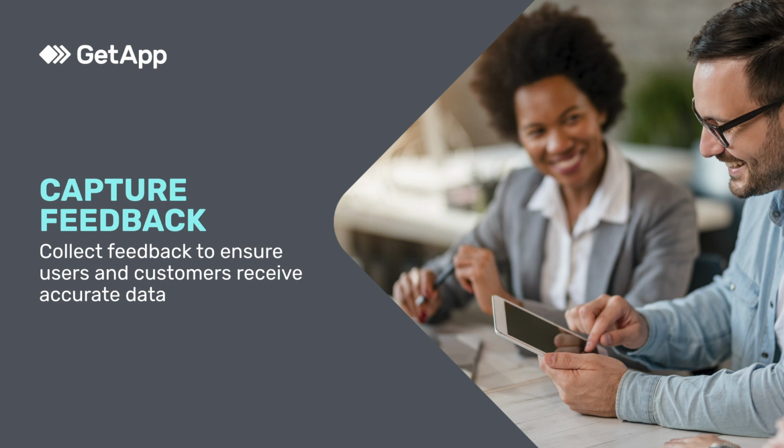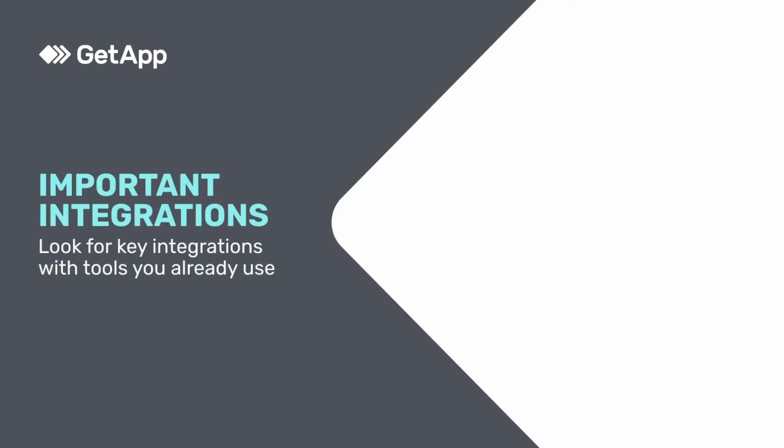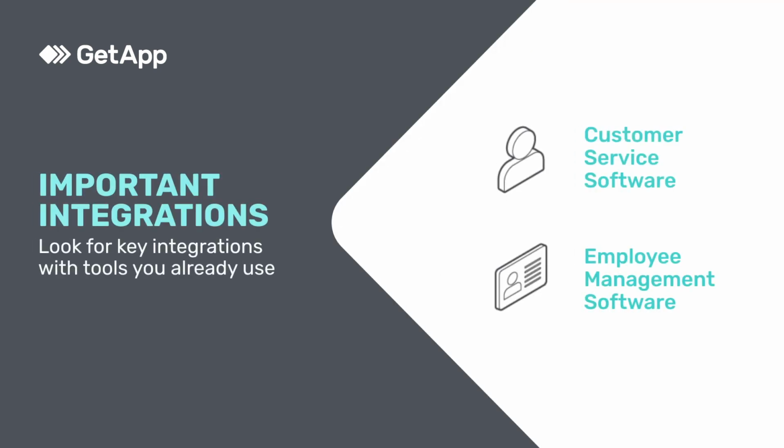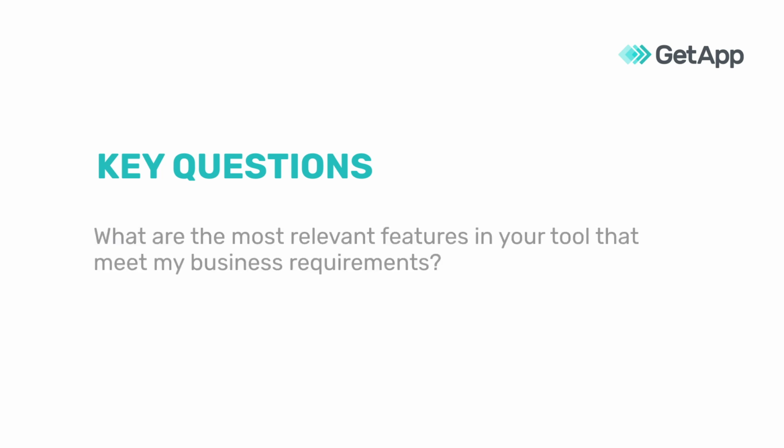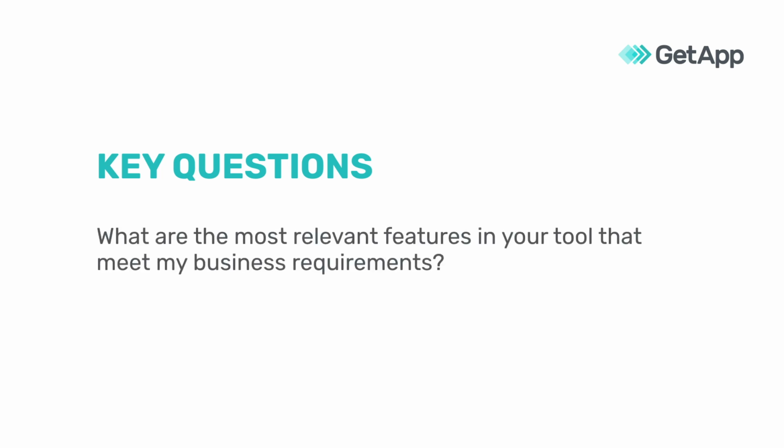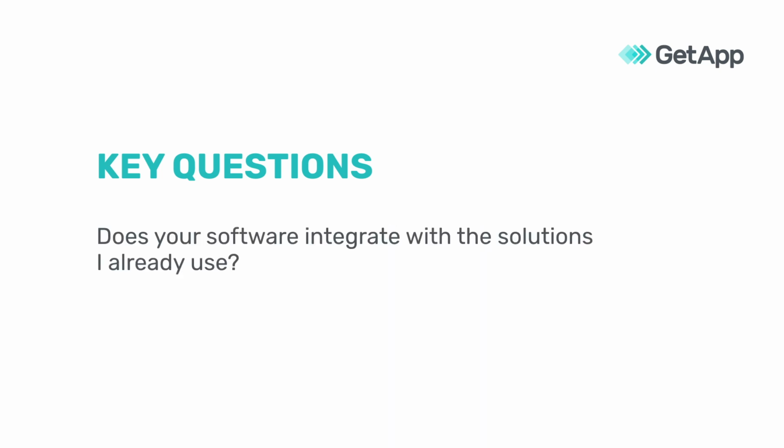It's important to look for a knowledge management solution that seamlessly integrates with the tools you already use. Key integrations to look for include customer service software and employee management software. Before making a knowledge management software purchase, it's important to ask the software provider a few key questions. What are the most relevant features in your tool that meet my business requirements? Does your software integrate with the solutions I already use?